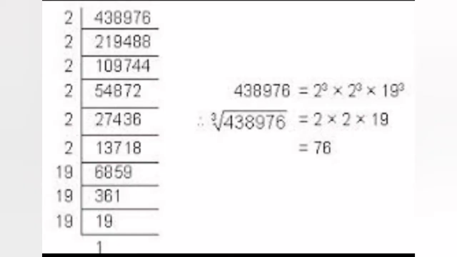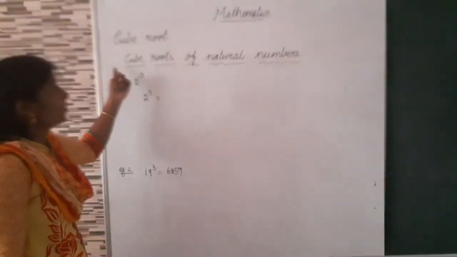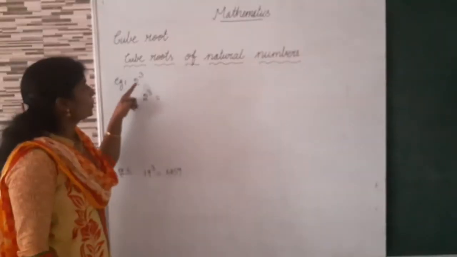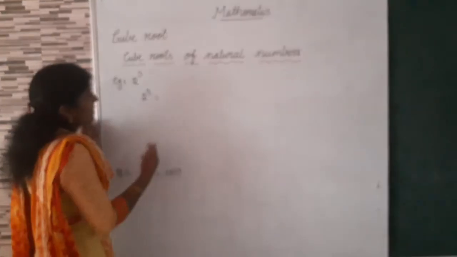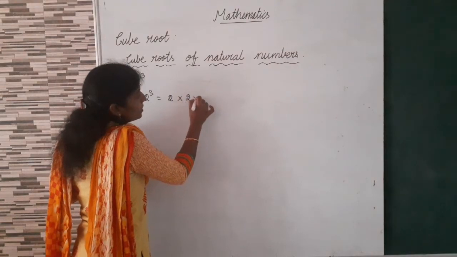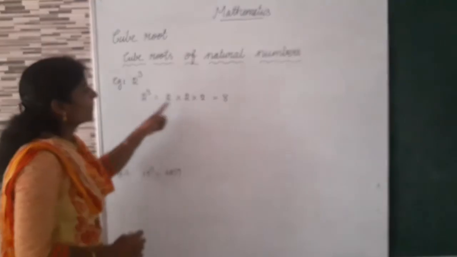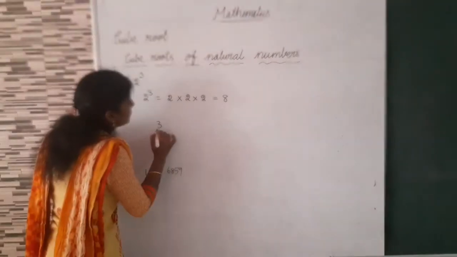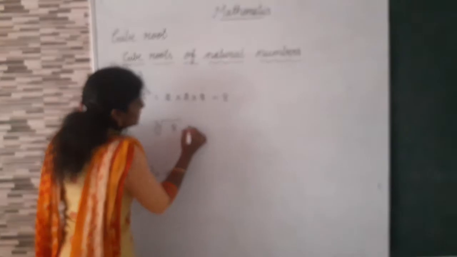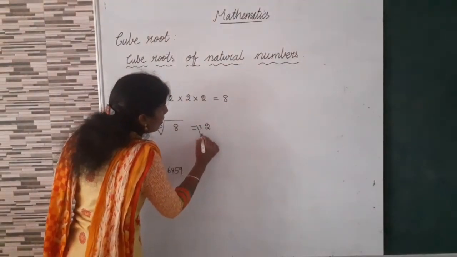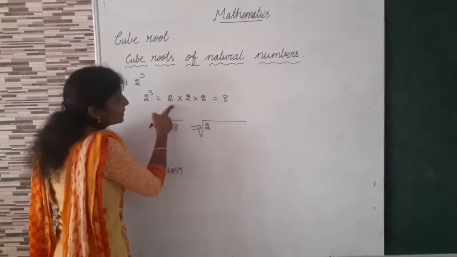Cube roots of natural numbers. Example, 2 cube. 2 cube means 2 three times, 2 into 2 into 2 equal to 8. Now we can write cube root of 8 is equal to 2. How? Cube root of 8 means 2 three times.